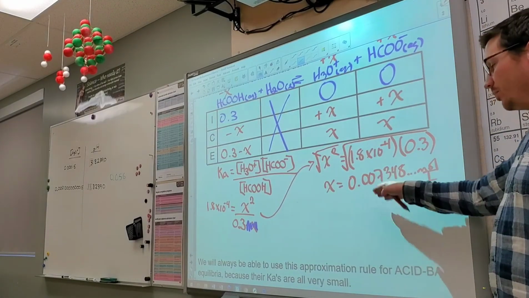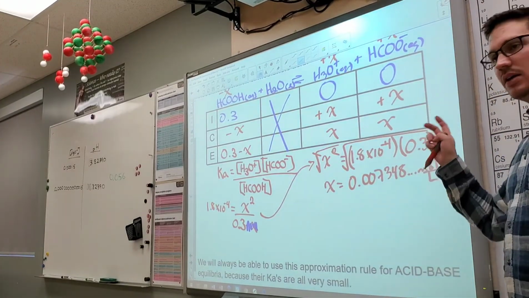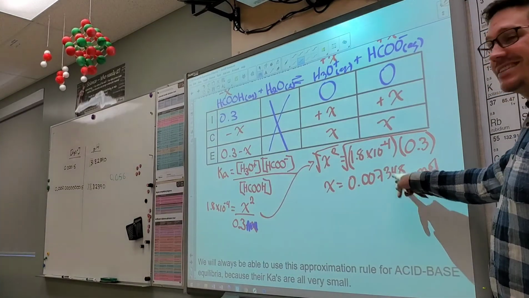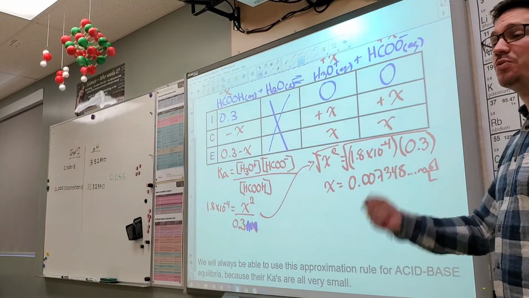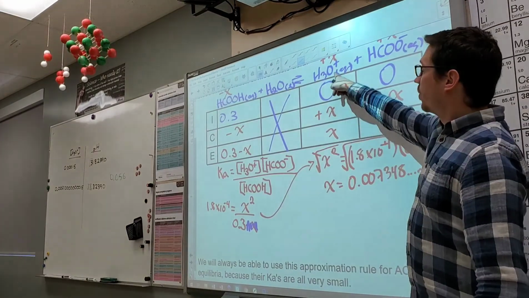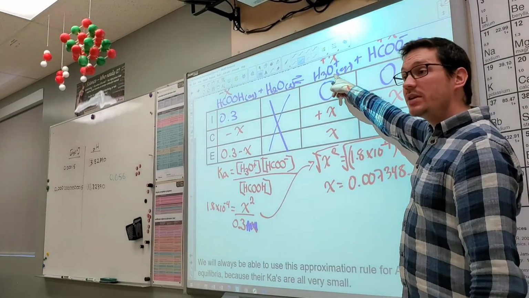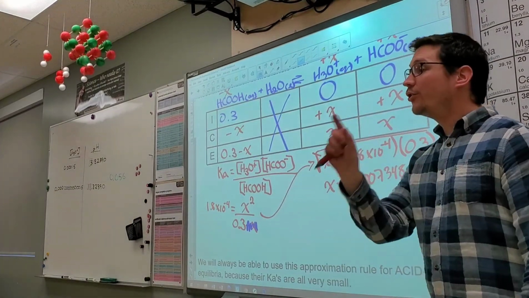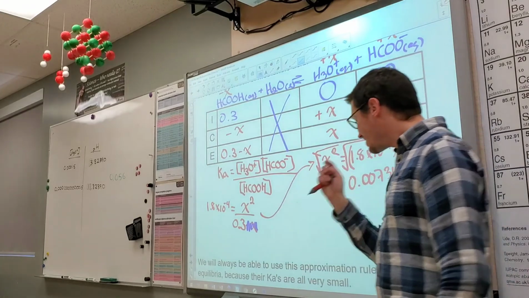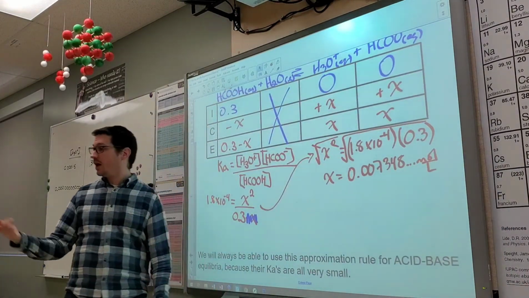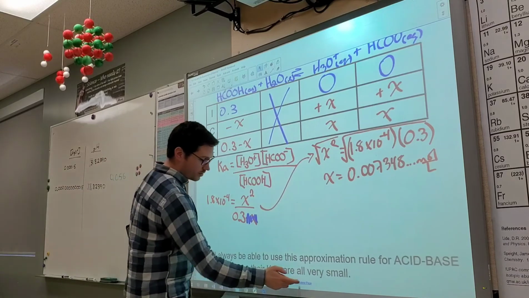Did you get 0.007348 and so on? Okay, that's X. But what is X really equal to? The hydronium concentration. That's what it's really equal to. We found our hydronium concentration. Could you, as our last step, now find the pH if you know the hydronium concentration? Yeah, you could.